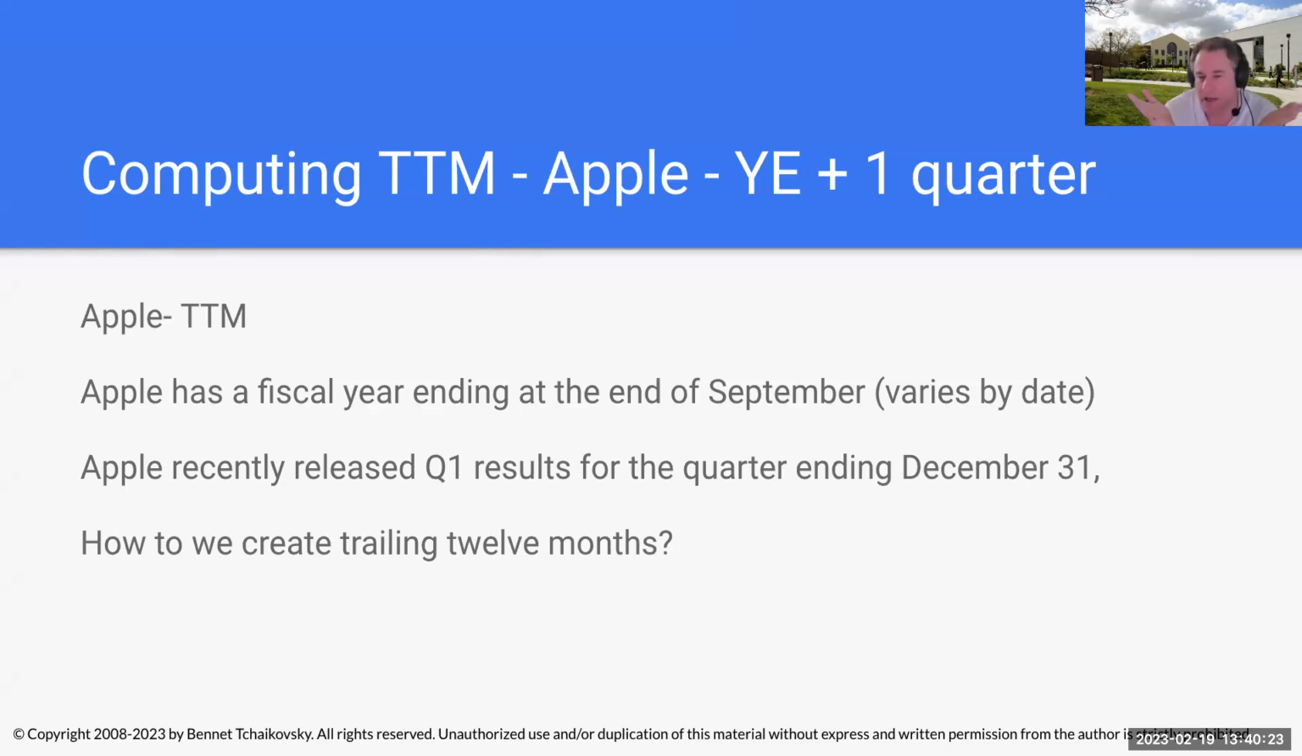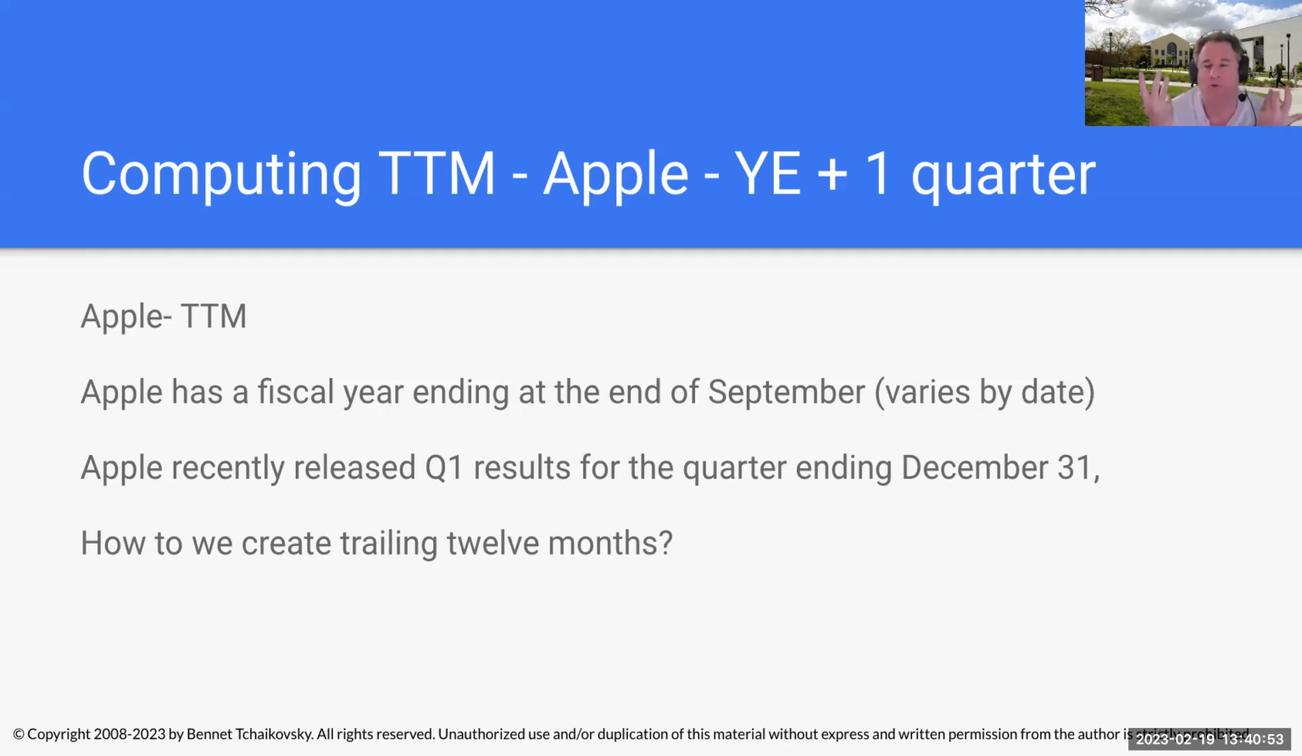So Apple's year end is basically the end of September. Their time frame is from October 1st through September 30th. Now, Apple recently released their Q1 results. Because their year end is as of September 30th, their quarter end for the first quarter is going to be December 31st.